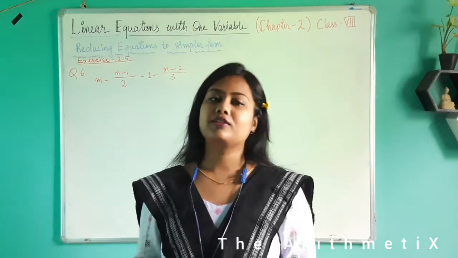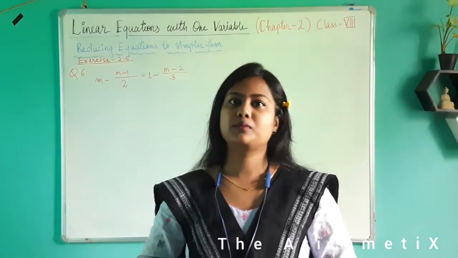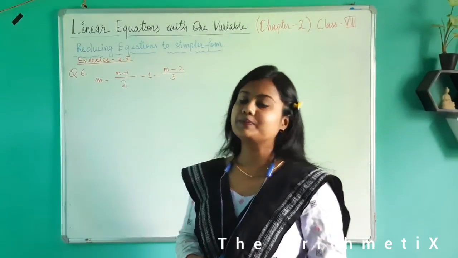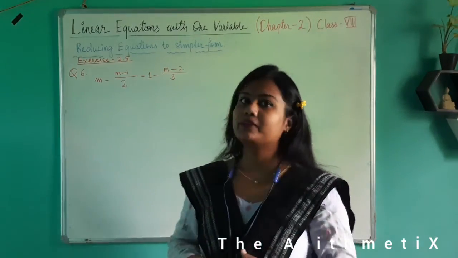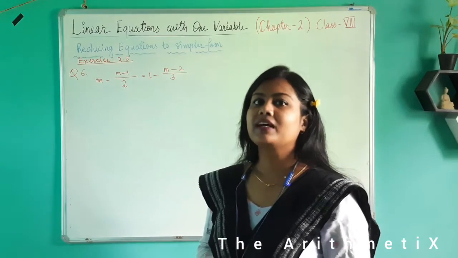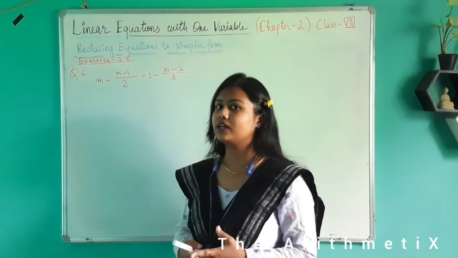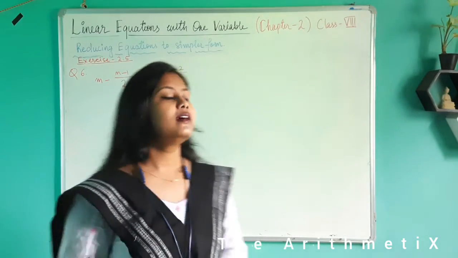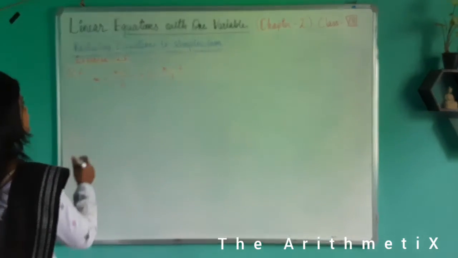Morning students. Now let us proceed to solve question number 6 of exercise 2.5, that is linear equations in one variable, chapter 2 of class 8 NCERT mathematics book. It is very easy to solve. We have to follow the similar steps as we followed in question number 5. All the steps are almost similar.